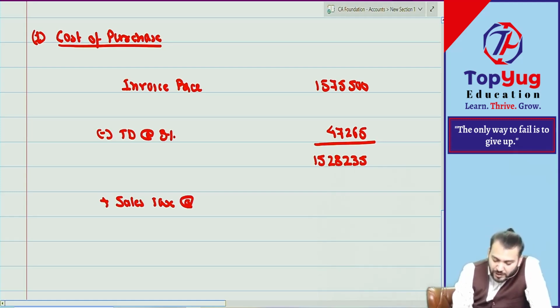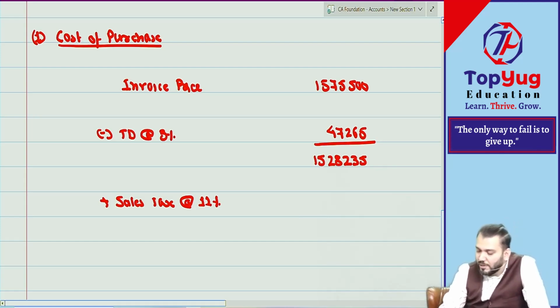So sales tax at what rate? Previously there was sales tax, now it becomes GST. So now in the exam they will give GST, they will not say sales tax. So we'll add GST as it is. So 11% into 11%, how much?